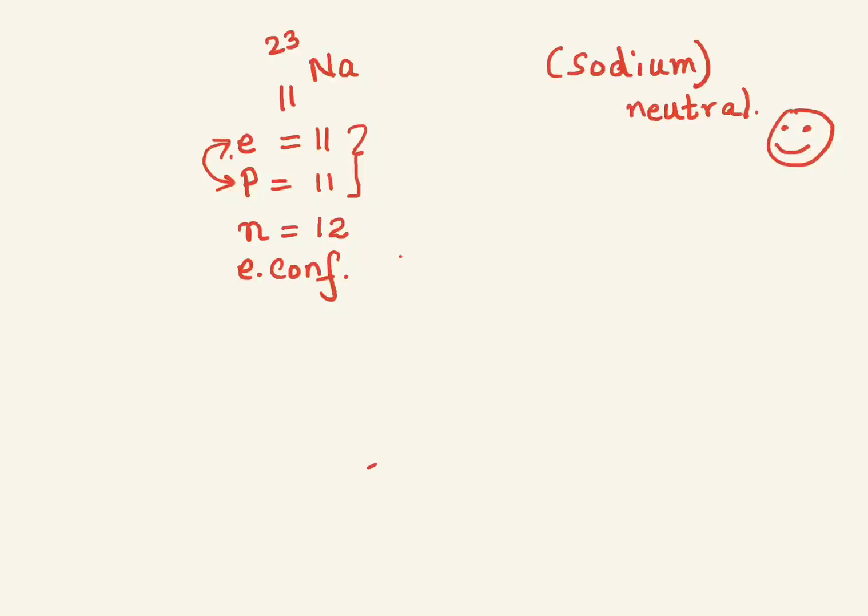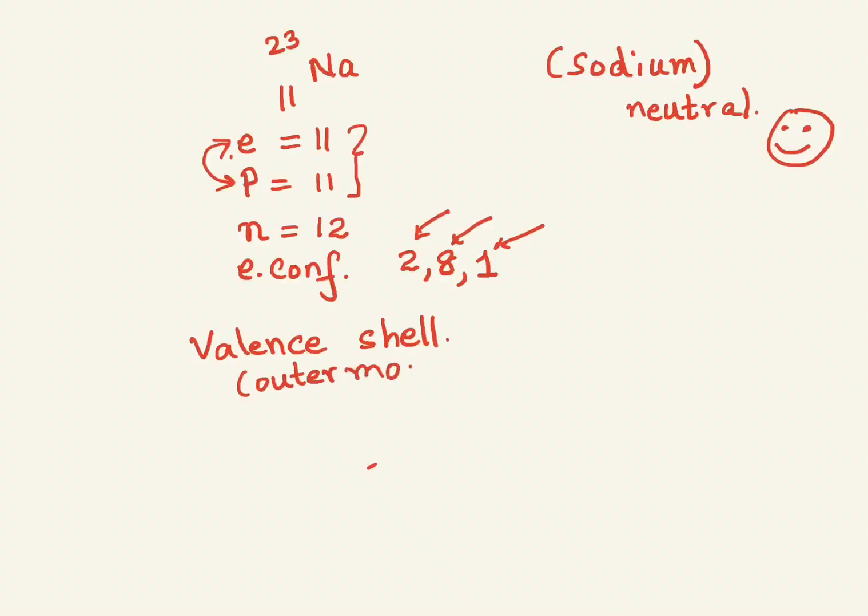What about the electronic configuration? Correct, 2, 8 and 1. What about the valence shell, which is the outermost shell in this particular atom? So you have the first shell, the second shell, the third shell. So the valence shell over here, or the outermost shell, is the third one, right? Why are we doing this? Because this will help us to organize our table, right? So that is the third one.